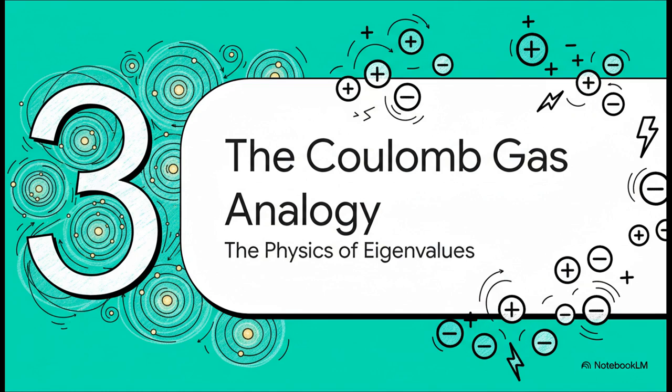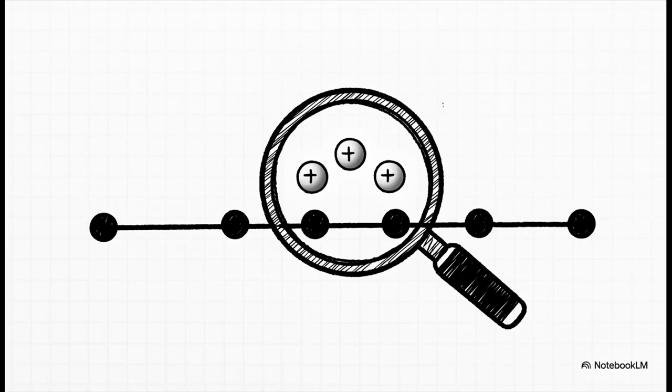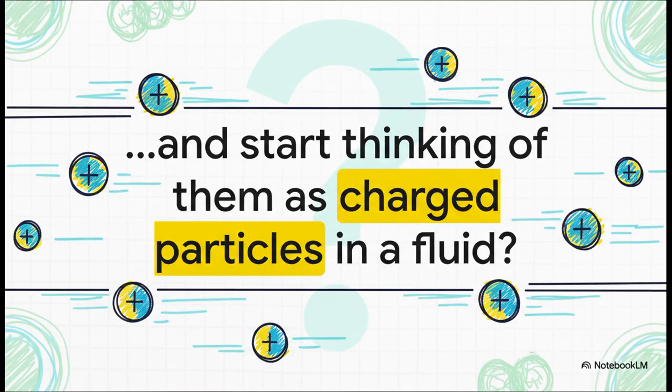Well, the key is to stop thinking about the math for a second and start thinking about the physics, using this really elegant idea called the Coulomb gas analogy. The secret to unlocking this whole mystery is really about changing our perspective. We have to stop thinking of these eigenvalues as just abstract numbers on a line, and instead start imagining them as actual physical things, like tiny particles that all have the same electric charge, and they're all floating around in some kind of fluid, stuck moving along a single line.